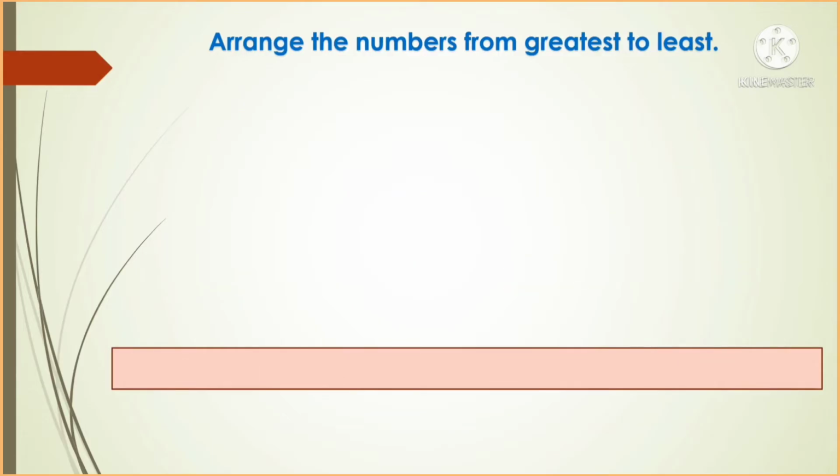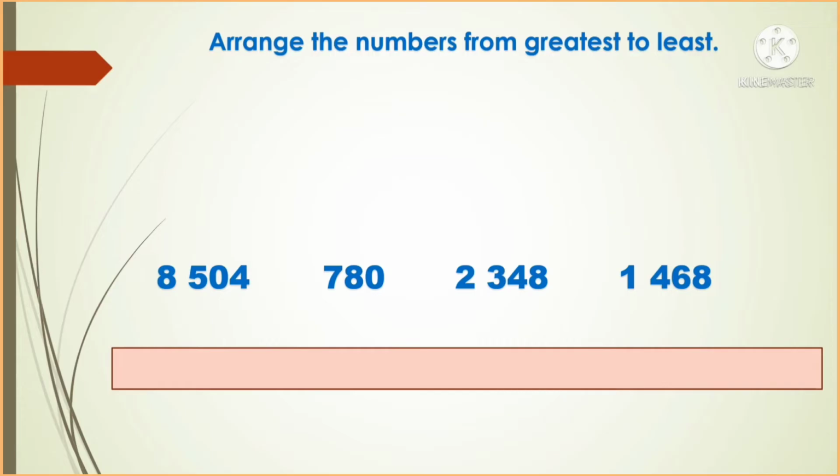Let's have our last example. Arrange the numbers from greatest to least. Ibig sabihin, iaayos naman natin ang mga bilang simula sa pinakamalaki hanggang sa pinakamaliit. So we have here 8,504, 780, 2,348, and 1,468. Kung mapapansin mo, ang 780 ay may 3 digits.